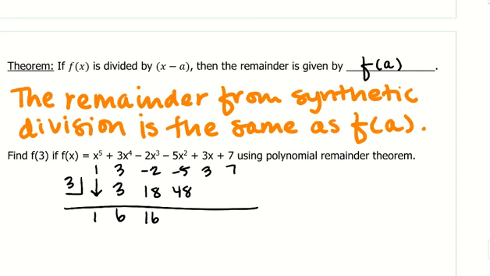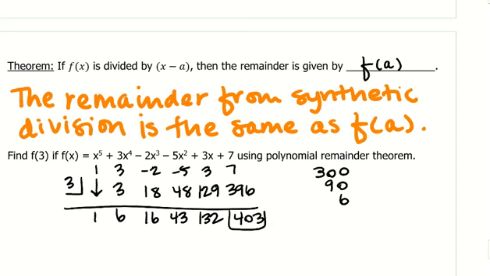Okay, 16 times 3 is 48. 48 minus 5 is 43. You multiply 43 by 3, and that's going to be 129. Okay, you add again, and that's 132. And then 132 times 3 is going to be 396. You add those together, and you get 403. So you can say that f of 3 is equal to 403. And that's much easier. And it's even better when the numbers don't run out of control like these did.